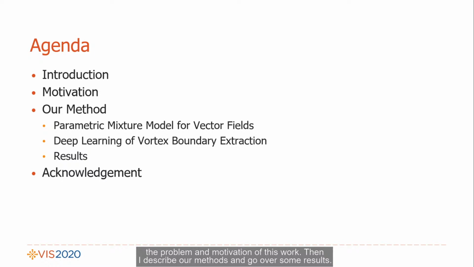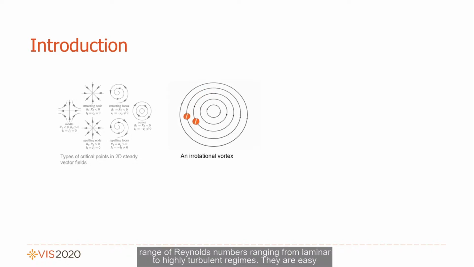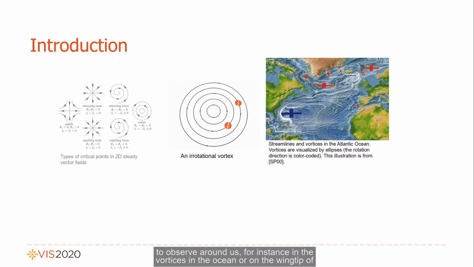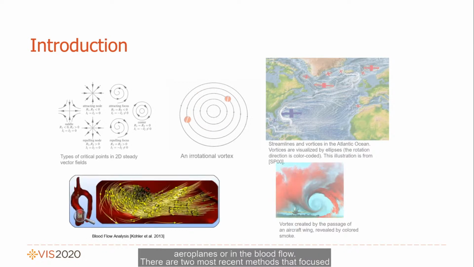Vortex dynamics plays an important role in determining the behavior of fluid flow across a wide range of Reynolds number, ranging from laminar to highly turbulent regimes. They are easy to observe around us. For example, these are the vortices in the Atlantic Ocean, or the wing tip of the airplane, or in the blood flow.